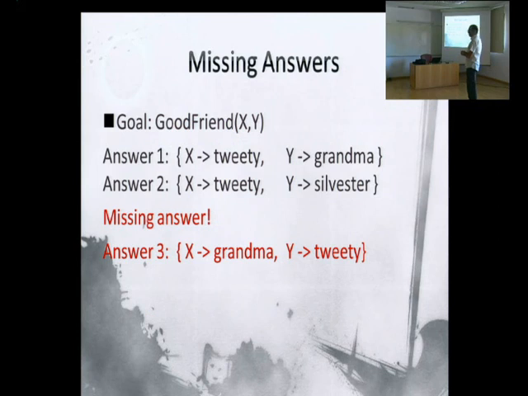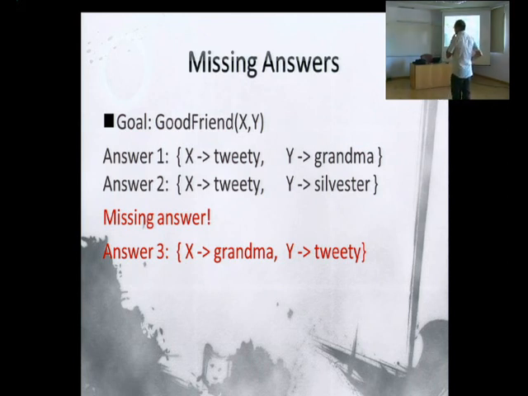And we have only two answers. The first one, Tweety likes grandma. The second one, Tweety likes Sylvester. But we expected this third answer: grandma likes Tweety. And the answer is not there. So in this case it's different, because with a wrong answer we said this particular computation producing this particular result was wrong. Here we say this set of answers does not include this answer I was expecting. You can see easily that it's different.